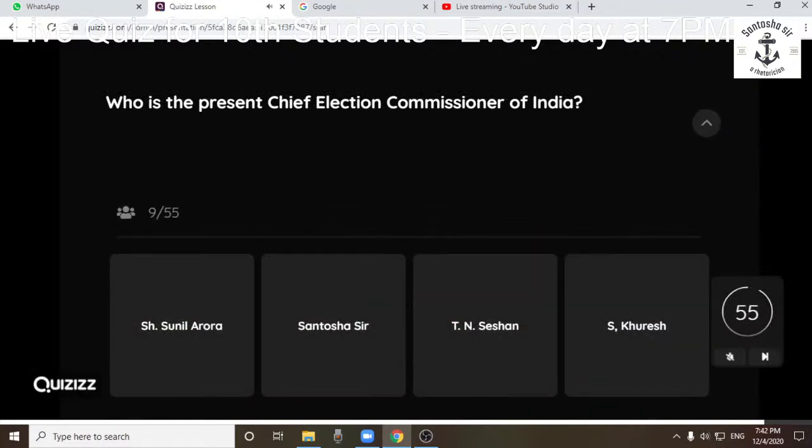Who is the present Chief Election Commissioner of India? 40 seconds more. Who is the present Chief Election Commissioner of India? 20 seconds more. 10 seconds more.